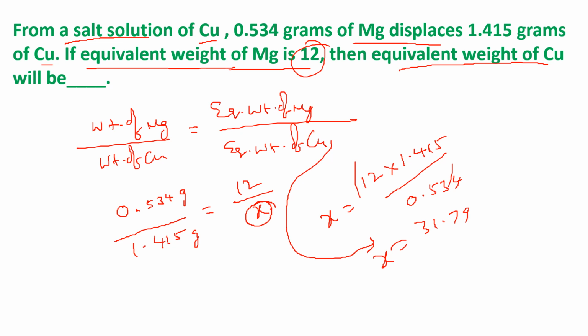Similarly, what is the formula here? You have to remember this formula. Weight of magnesium divided by weight of copper is equal to equivalent weight of magnesium divided by equivalent weight of copper.